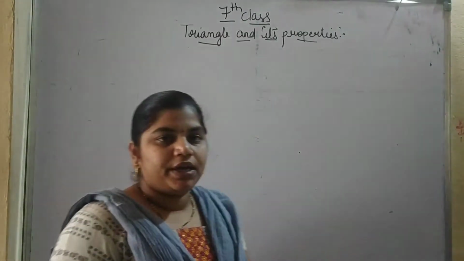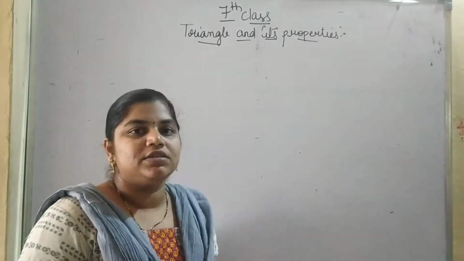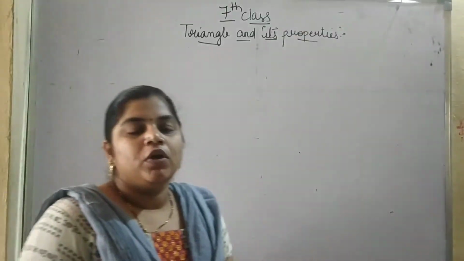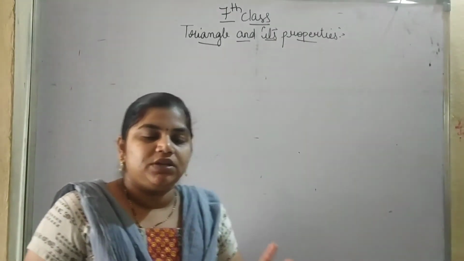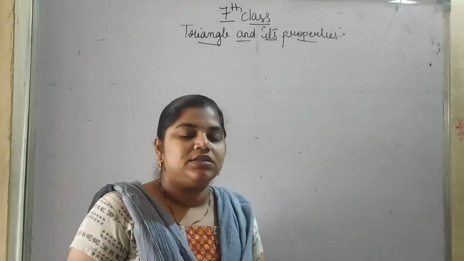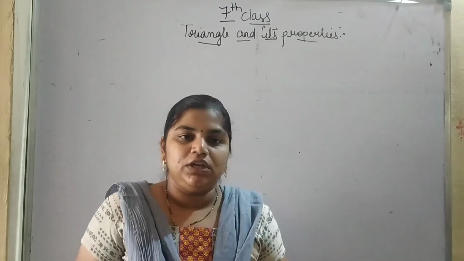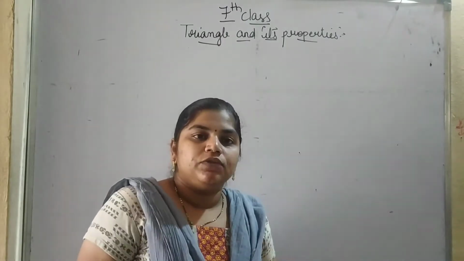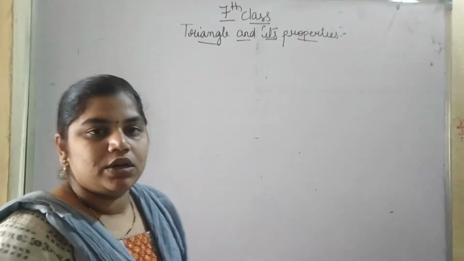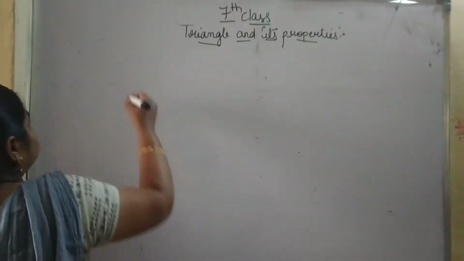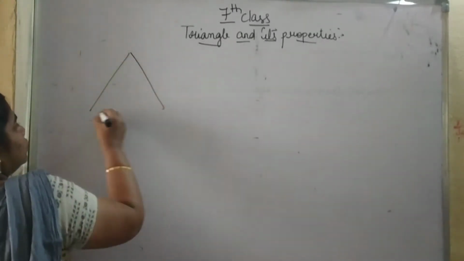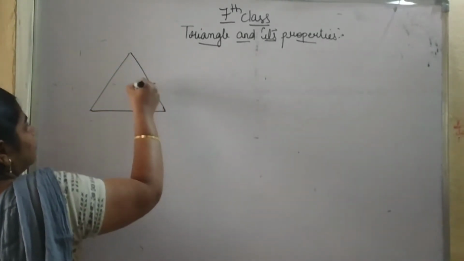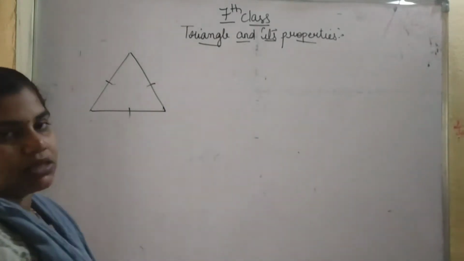So what do you mean by a triangle? A triangle is nothing but a three-sided figure. We call it a closed figure having three line segments. So a closed figure having three sides is called a triangle.